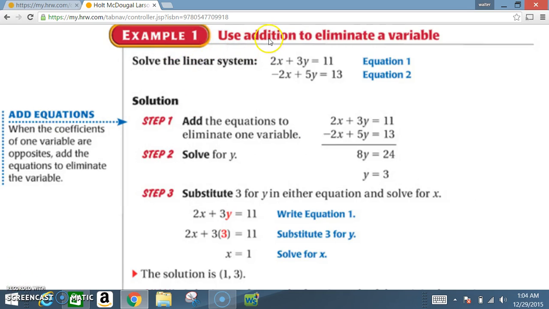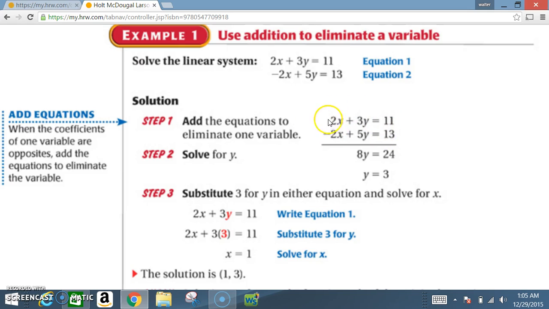Example 1. Use addition to eliminate a variable. Solve the linear system 2x plus 3y is equal to 11, negative 2x plus 5y is equal to 13. Solution. Step 1. Add the equations to eliminate one variable. Notice how the problem is aligned here: the x's right up under each other, the y's right up under each other, and the constants right up under each other.